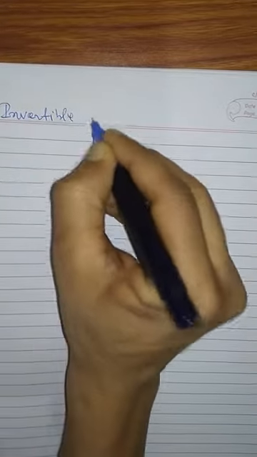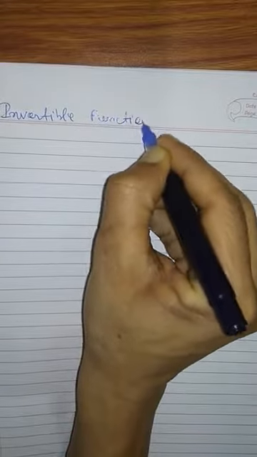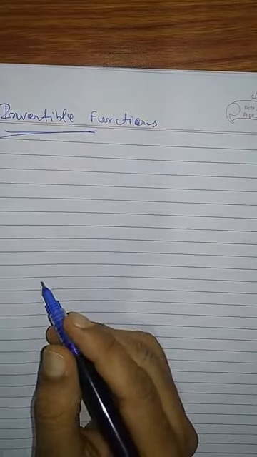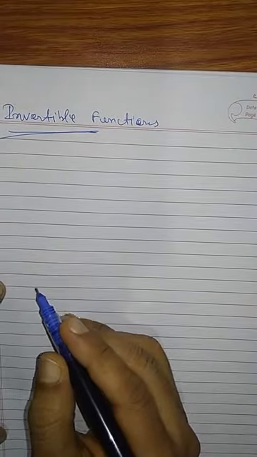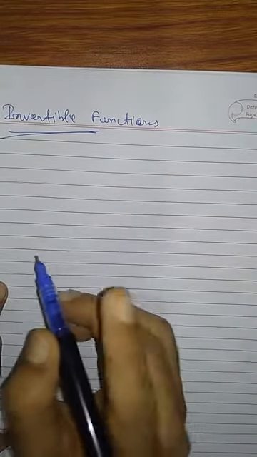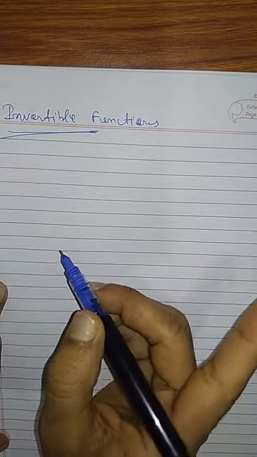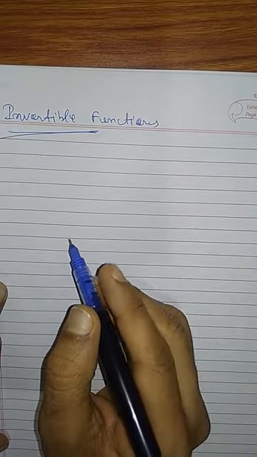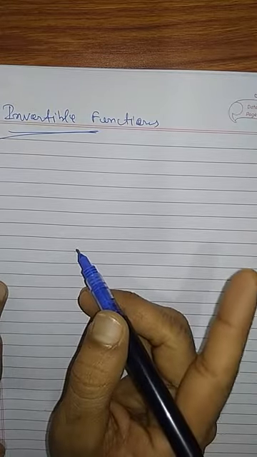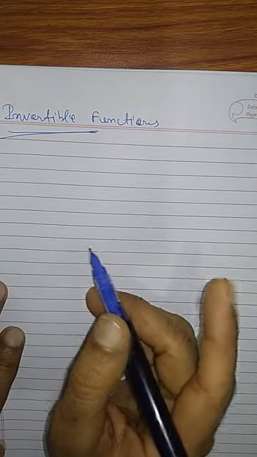Friends, now we will discuss invertible functions. A function f is said to be invertible if there exists a function g such that g of f is equal to Ix and f of g is equal to Iy. The function g is the inverse of f and it is denoted as f inverse.